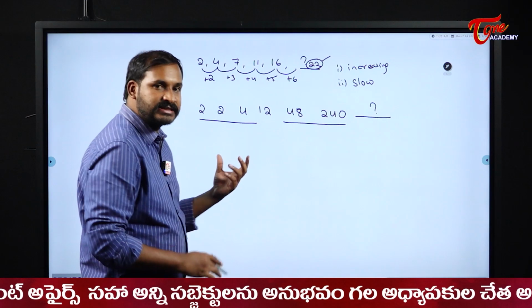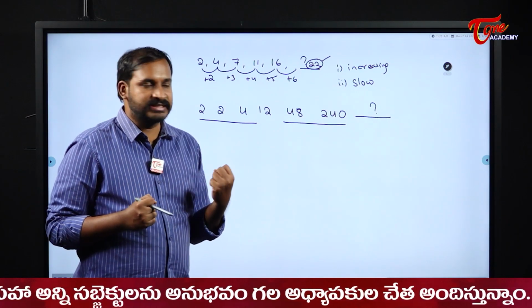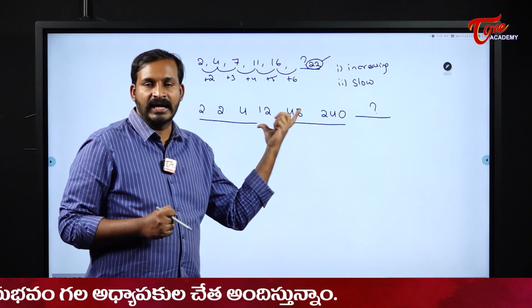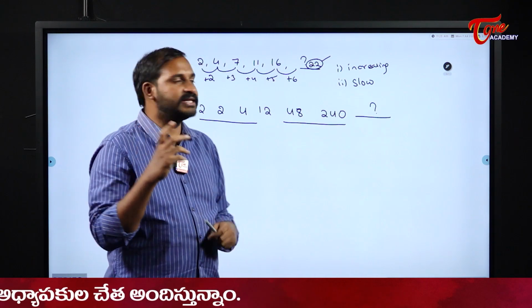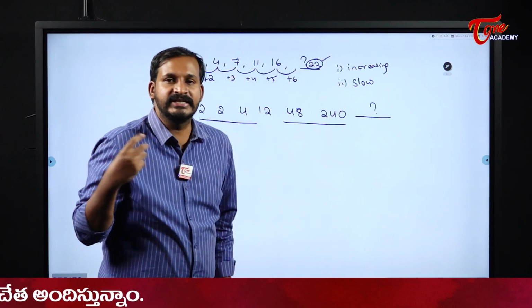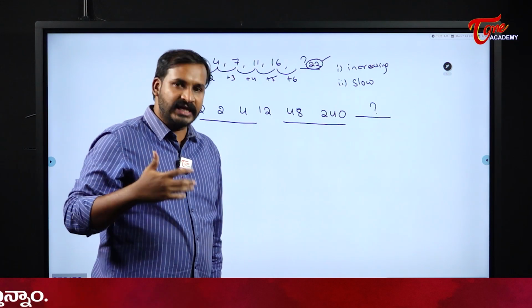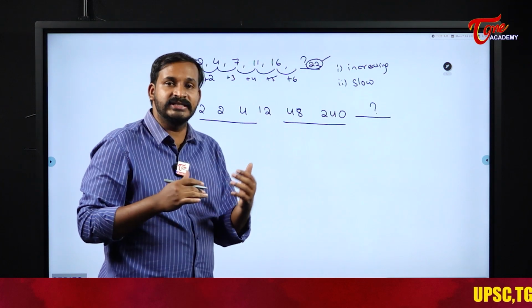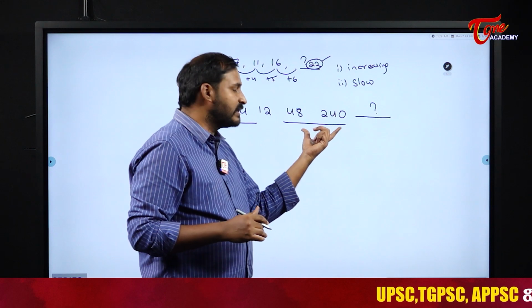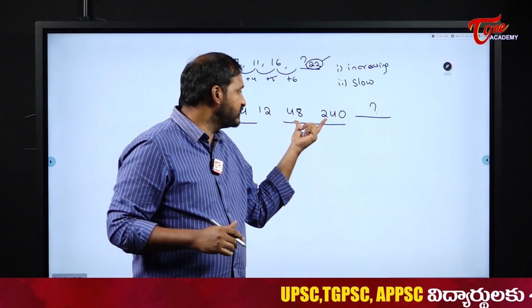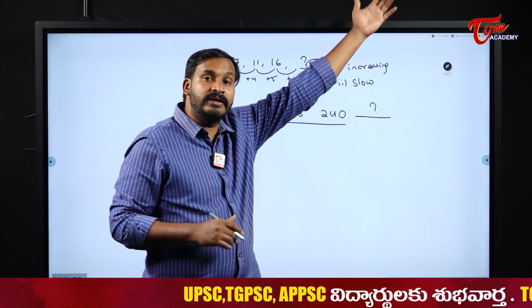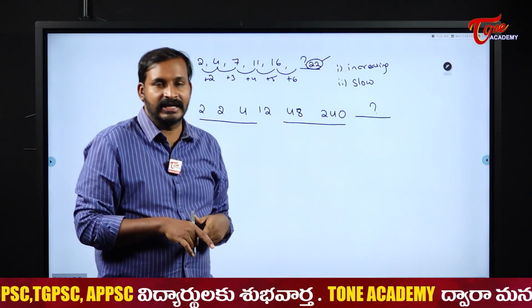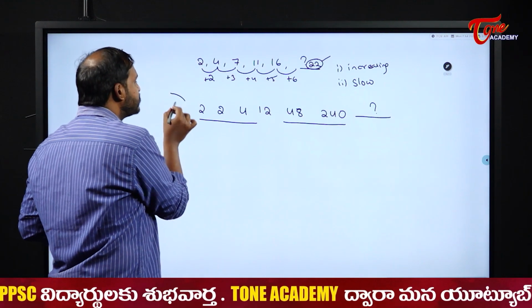So whenever the series starts with small numbers, my suggestion is, don't check the starting numbers, just see the numbers which are there at the end. Why? Because by seeing the starting numbers, we cannot say whether it is increasing slowly or suddenly. We can say that it is increasing, but we will not be able to tell whether it is increasing slowly or suddenly. When you see these numbers, then you can say. Here from 48, it jumped to 240. A sudden increase, right?